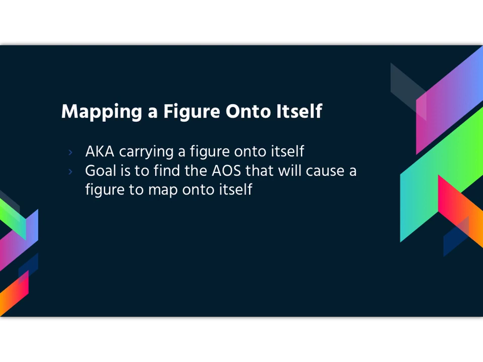Just like with rotations, we can talk about mapping a figure onto itself through a reflection. We can also call that carrying a figure onto itself. And so if you're trying to carry a figure onto itself, your goal for reflections is to find the axis of symmetry that will result in the figure mapping onto itself. So take, for instance, the letter B.